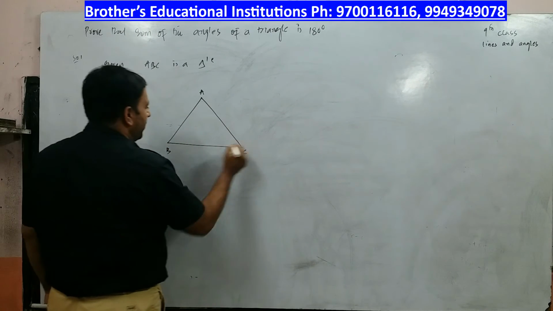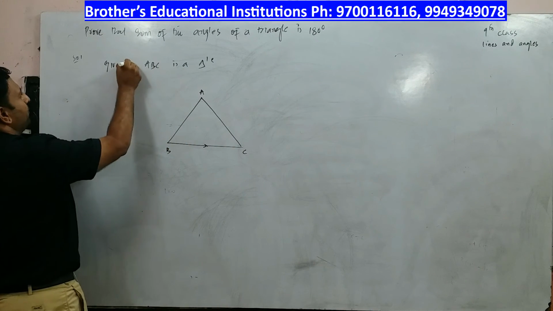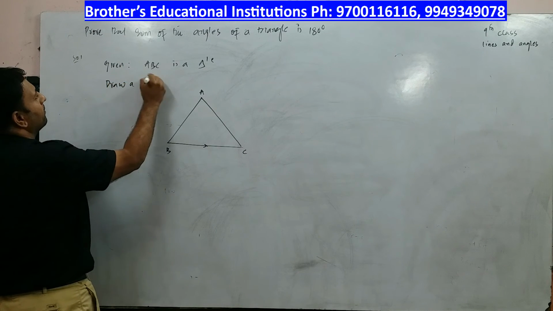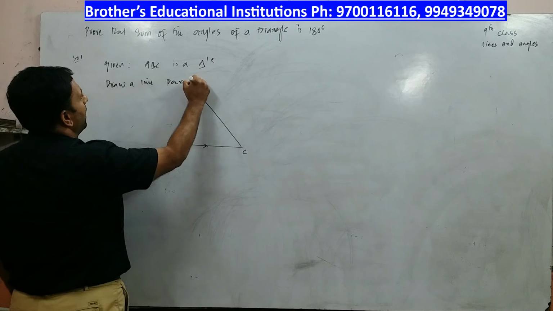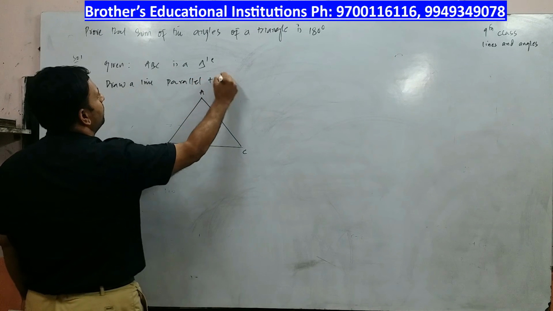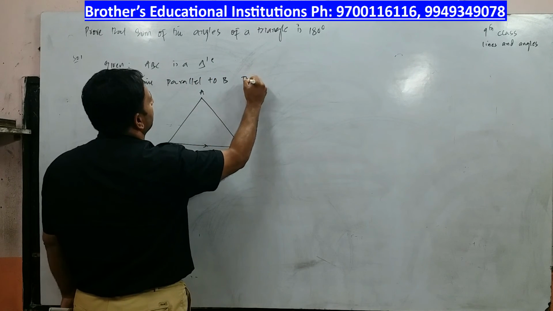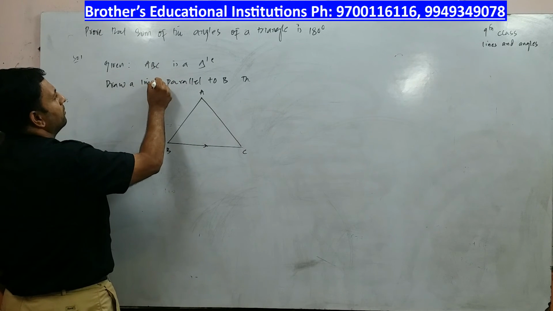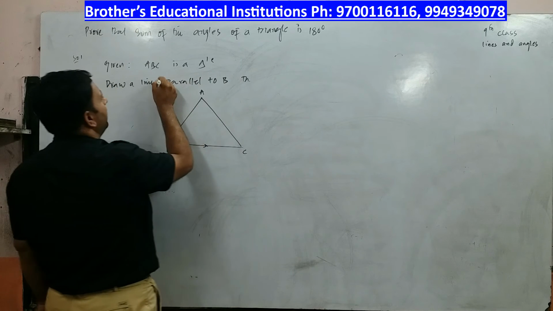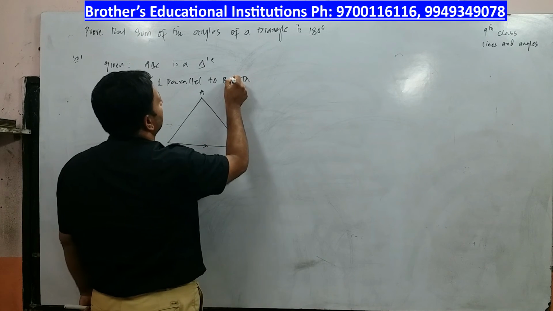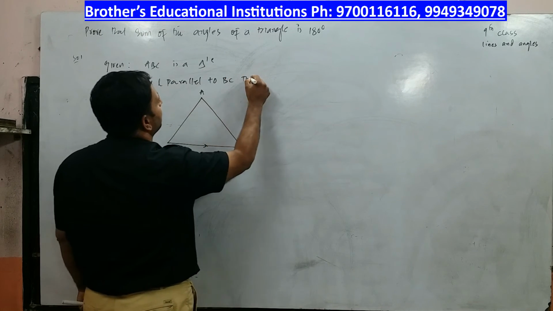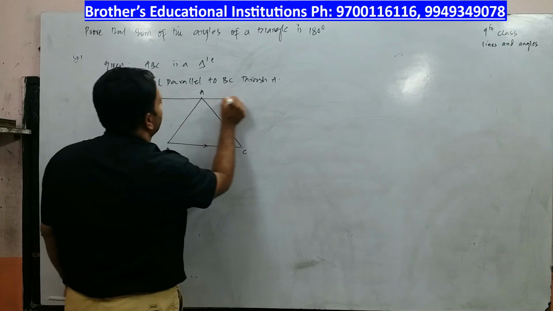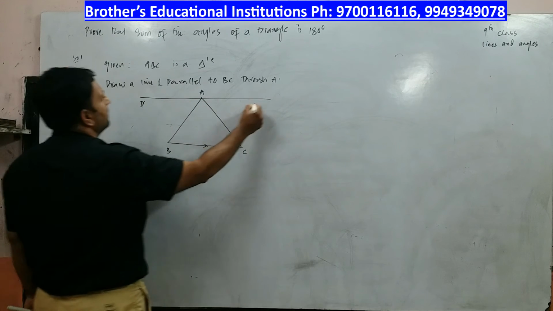Alright. Now what I am going to do is draw a line parallel to BC. I will call that line L, through A, parallel to BC. So this is my line L. Let me call that PQ.